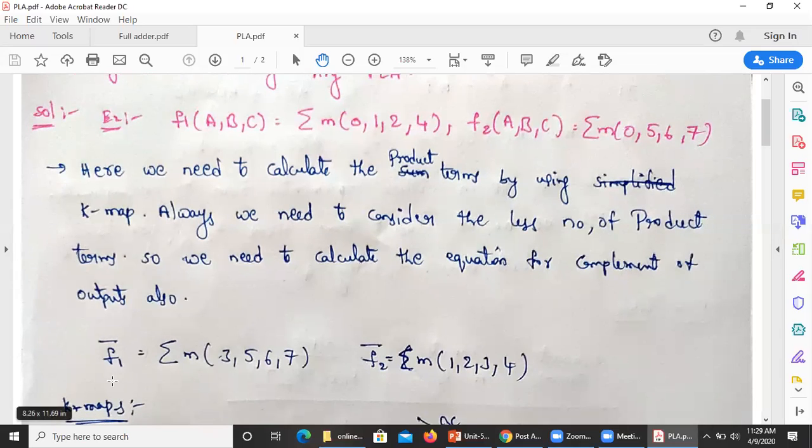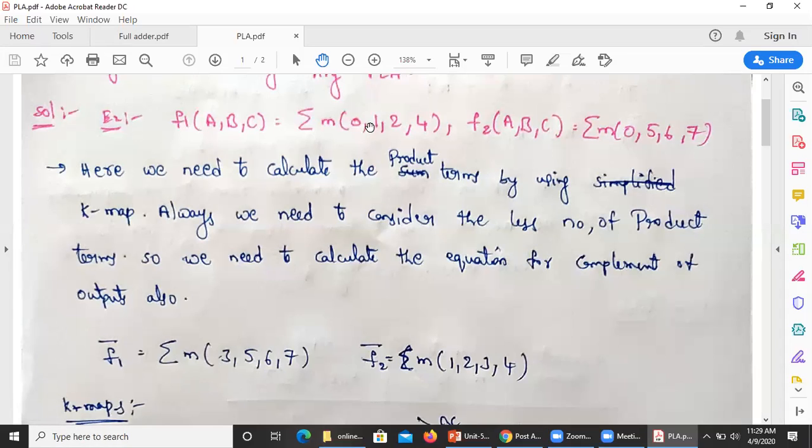Now if you want to calculate F1 bar, in our first unit I already told you, if you calculate F1 in terms of max terms, pi m, you consider the terms which are not there. In the same way, to calculate the complement of F1, F1 bar is sigma m of the min terms which are not there in the F1 equation. That is nothing but the complemented form of F1.